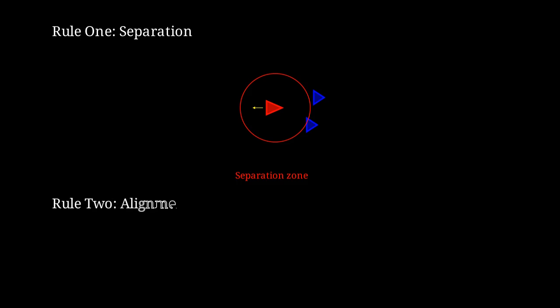Rule 2. Alignment. Steer toward the average heading of local flockmates. This creates the coherent directional movement we observe. The red bird computes the average velocity vector of nearby birds and adjusts its heading to match. This alignment creates the flowing, synchronized movement patterns.